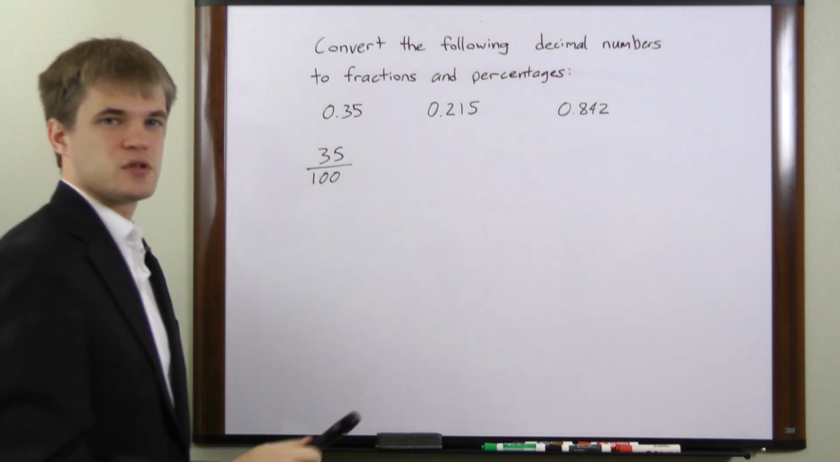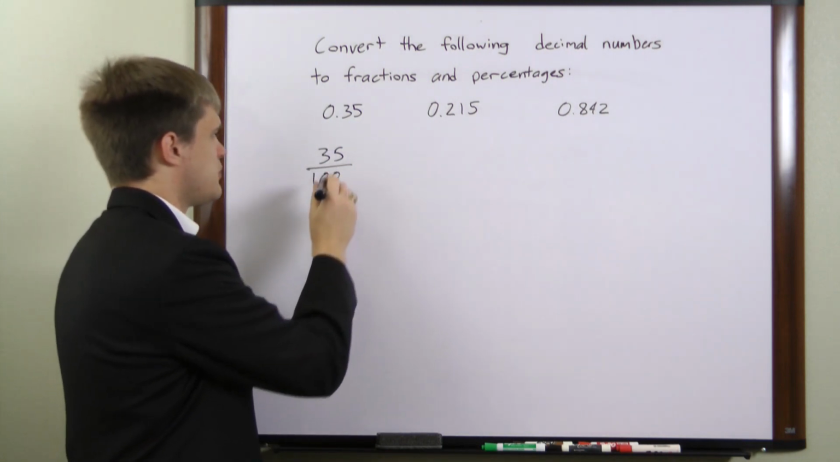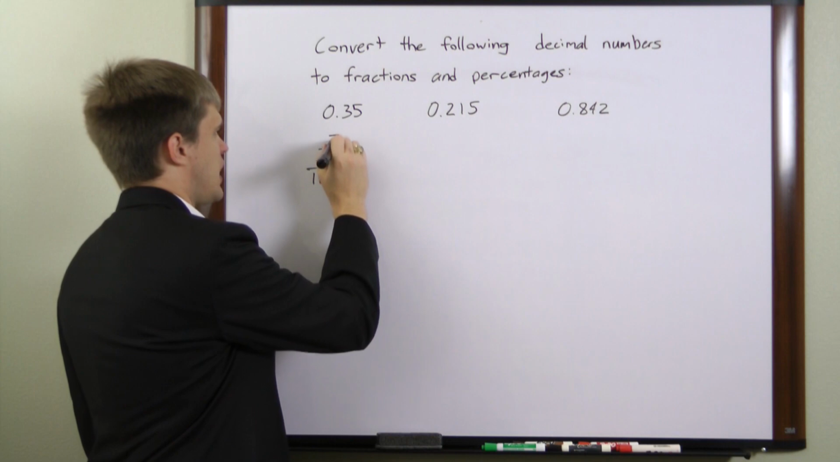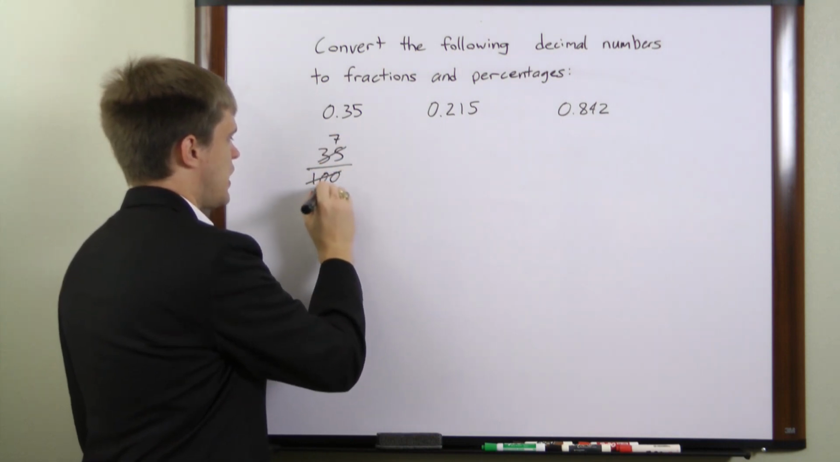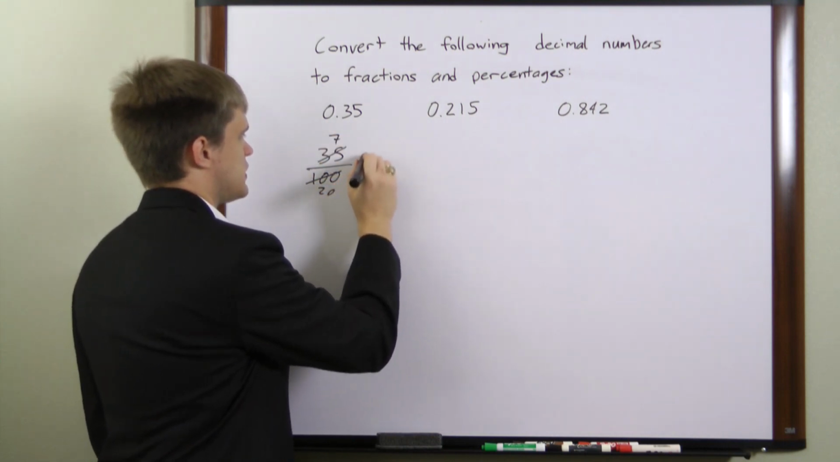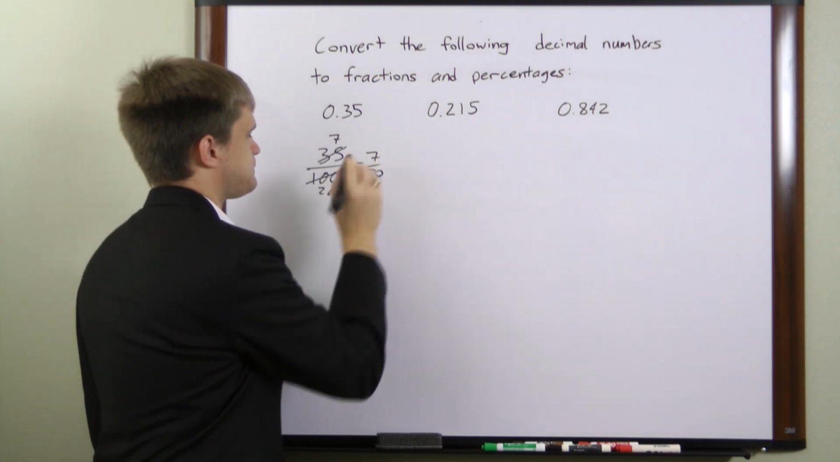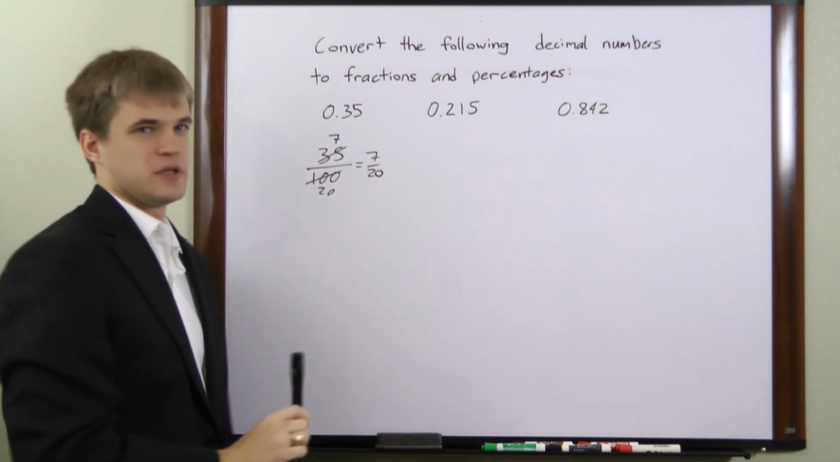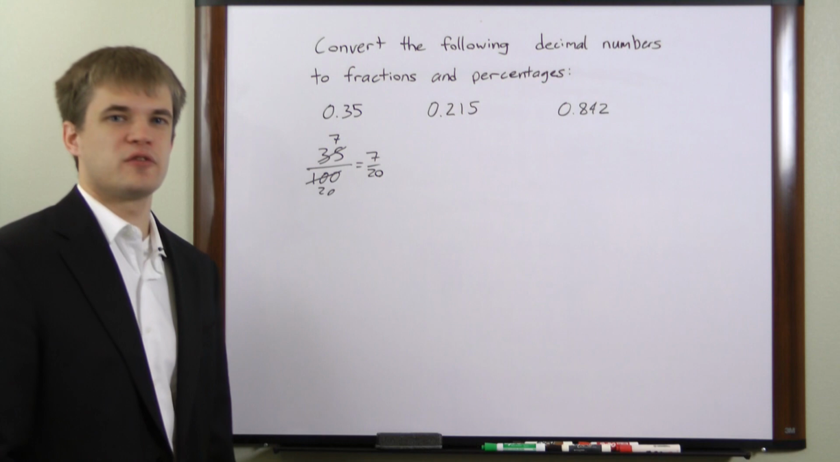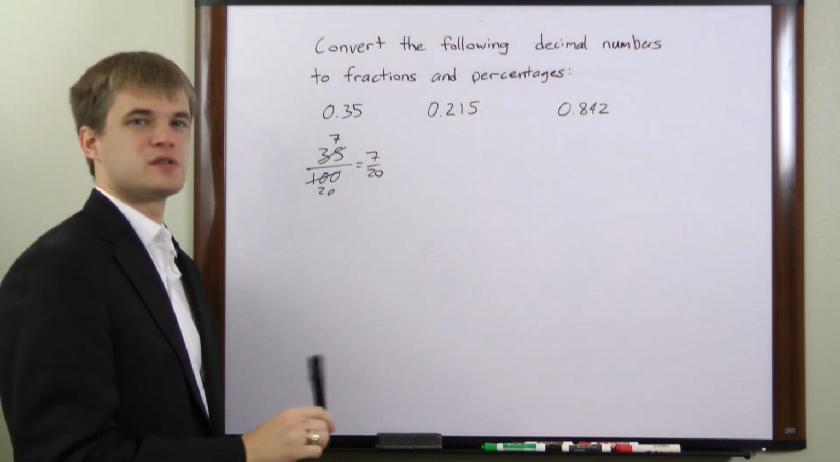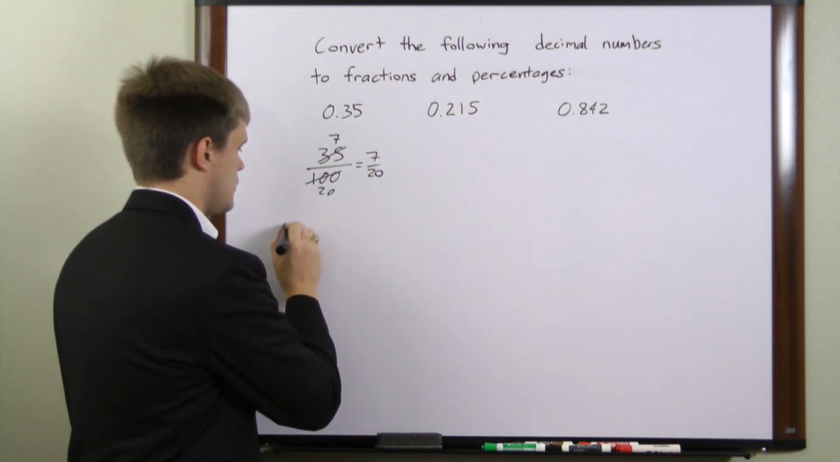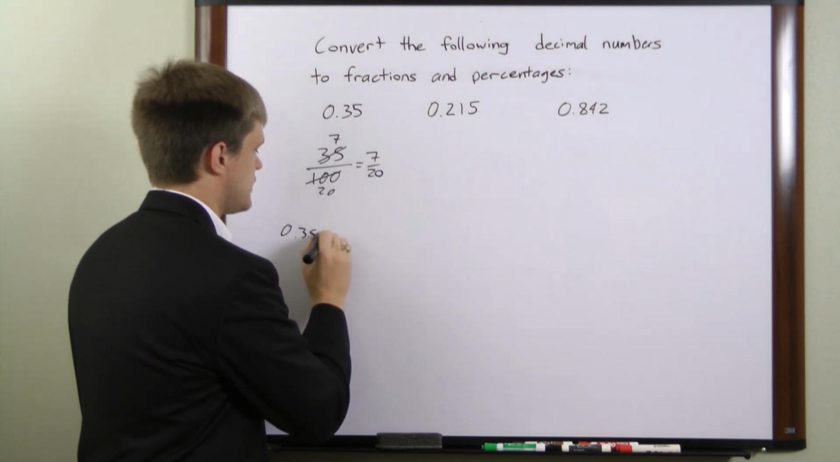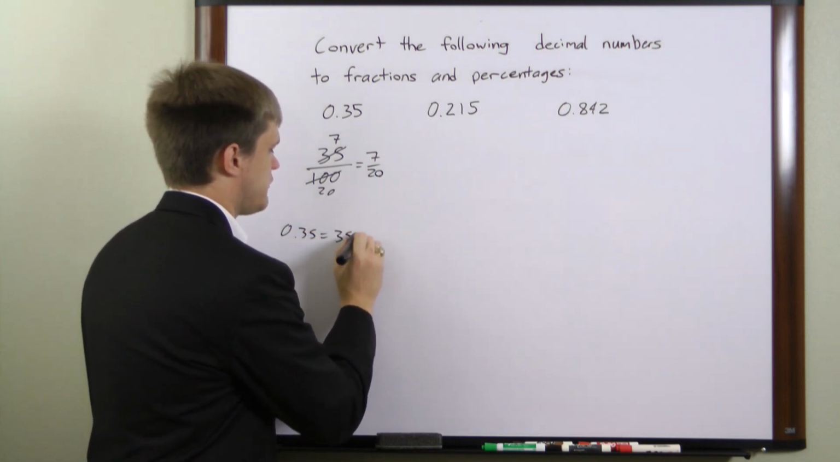And this can be reduced by dividing both the top and the bottom by 5. 35 over 5 is 7. 100 over 5 is 20. So this is equal to 7 over 20. To convert a decimal to a percentage, all we have to do is move the decimal point 2 places to the right. So 0.35 is equal to 35%.